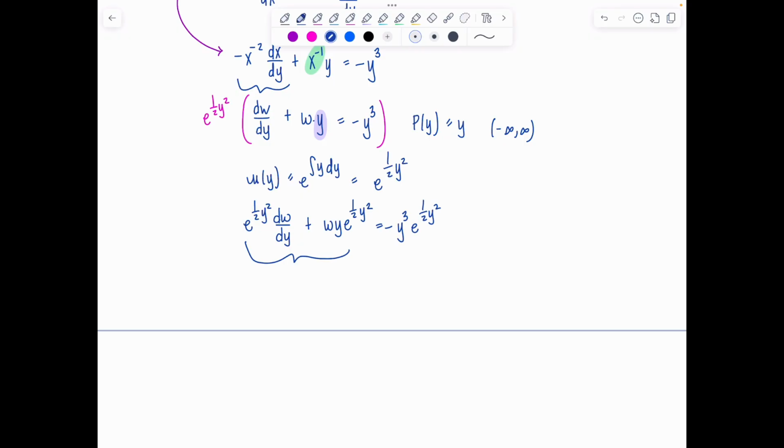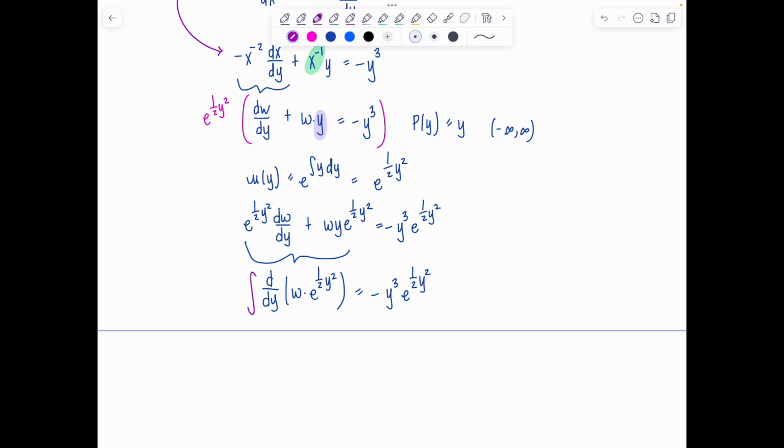Now this better be the derivative with respect to y of w times the integrating factor. Is it? Check if the product rule holds up. It's a good spot to catch if you screwed up. Let's do it. The derivative with respect to y of w is dw dy. Leave this alone. Perfect. Leave w alone, and then the derivative of e to the something is e to the something, and because of the chain rule, I have to multiply by the derivative of 1/2 y squared. There it is. We're so good.